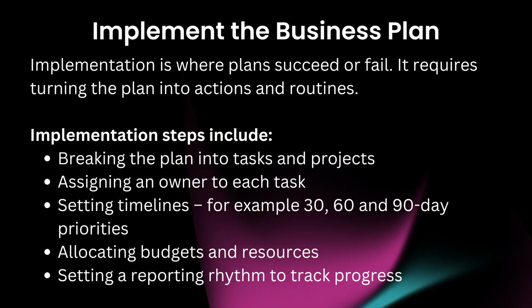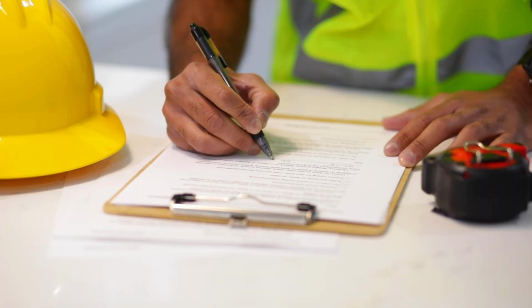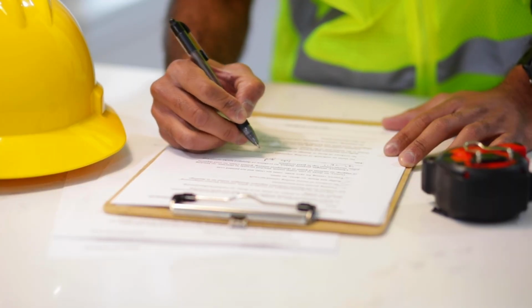Implement the business plan. Implementation is where plans succeed or fail. It requires turning the plan into actions and routines. Implementation steps include breaking the plan into tasks and projects, assigning an owner to each task, setting timelines, for example 30, 60 and 90-day priorities, allocating budgets and resources, setting a reporting rhythm to track progress.